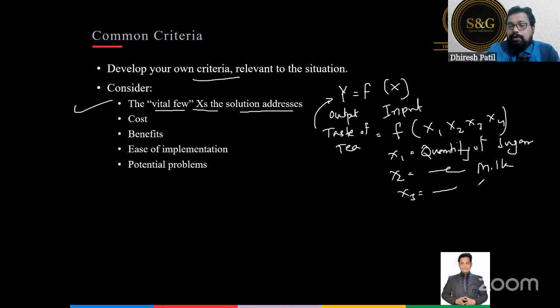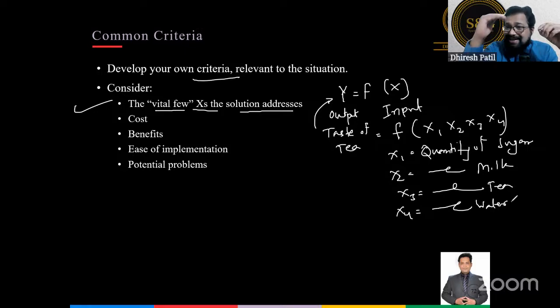X3 could be the quantity of tea powder. X4 could be the quantity of water we are adding. So these are all X's. Now, everybody knows the 80-20 principle.